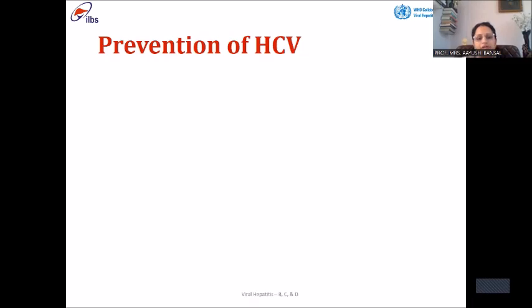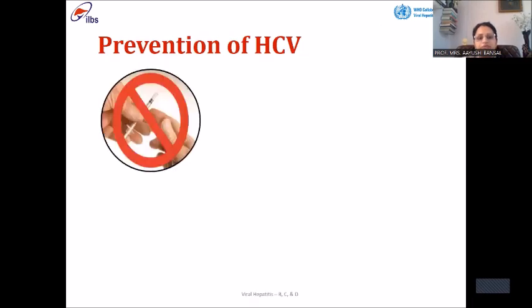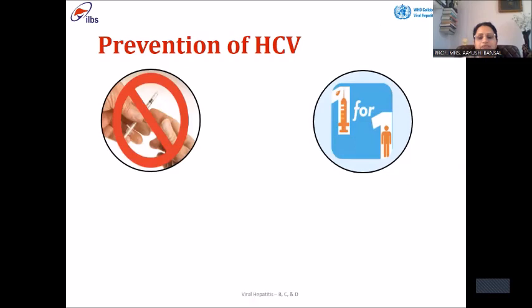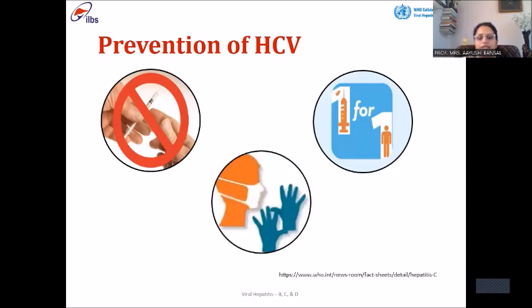How can we prevent HCV? The prevention will be: first, avoiding needle stick injury or sharing needles. Second, one needle for one person or one patient only. Third is PPE, personal protective equipment, which we will use to protect ourselves from HCV.